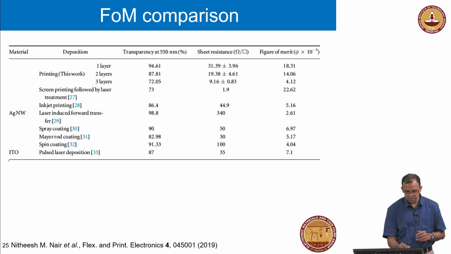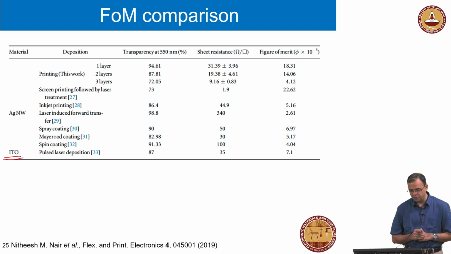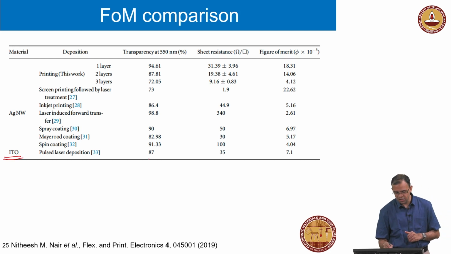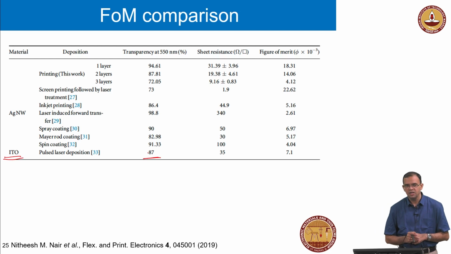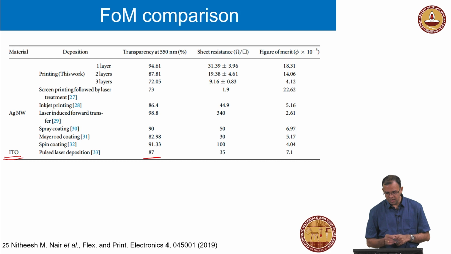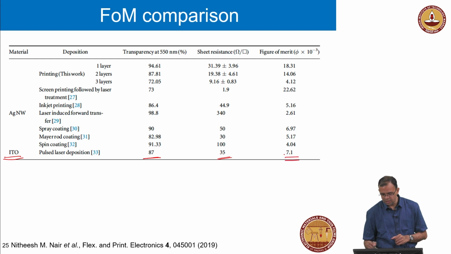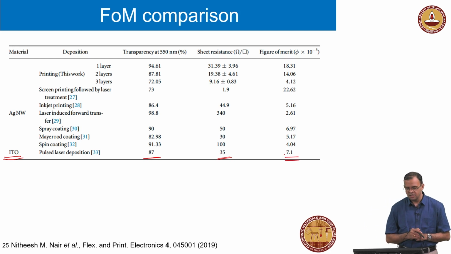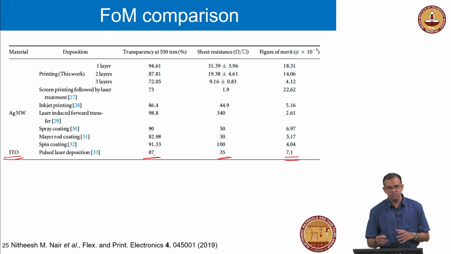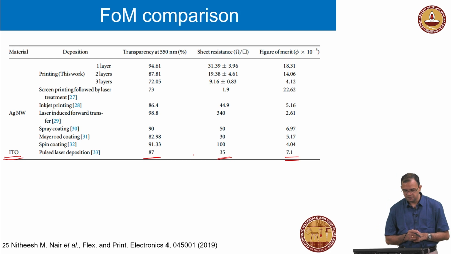For reference, here is ITO, which is prepared by a pulse laser deposition process. It has a transparency of around 87%. Remember, glass is 95, so ITO is pretty good. It has again a very low sheet resistance of around 35, so that gives you a figure of merit of around 7.1. So you just do 87% is 0.87, so 0.87 to the power 10 divided by the sheet resistance.